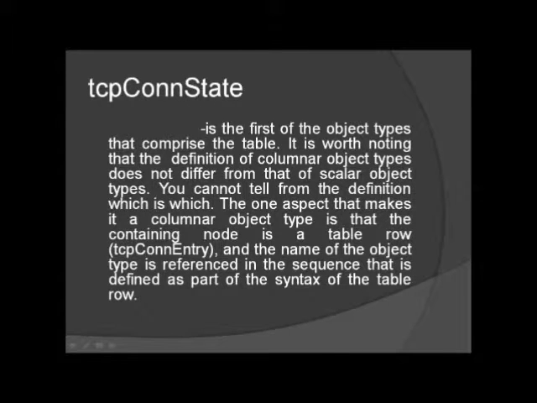The third submodule of the TCP group is the TCP-con state. It is the first of the object types that comprise the table. It is worth noting that the definition of columnar object types does not differ from that of scalar object types. You cannot tell from the definition which is which. The one aspect that makes it a columnar object type is that the containing node is a table row. The TCP-con entry in the name of the object type is referenced in the sequence that is defined as part of the syntax of the table row.